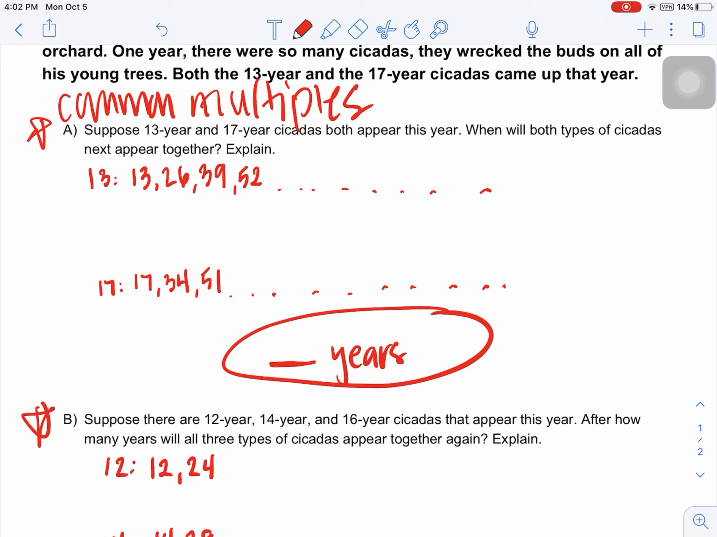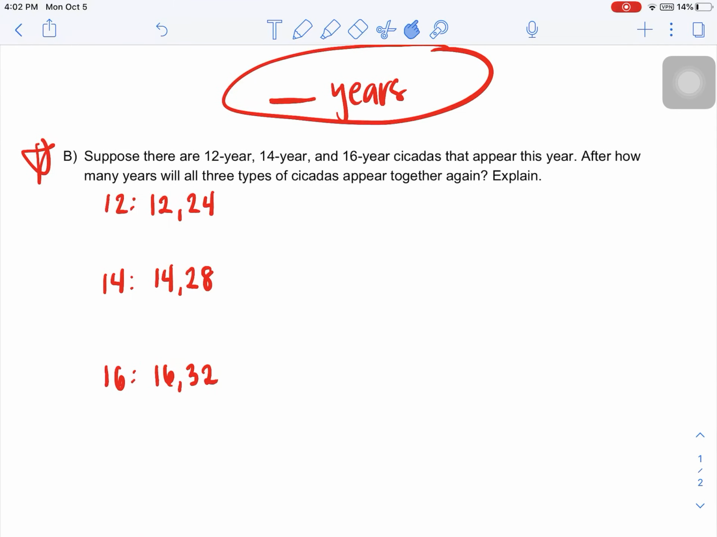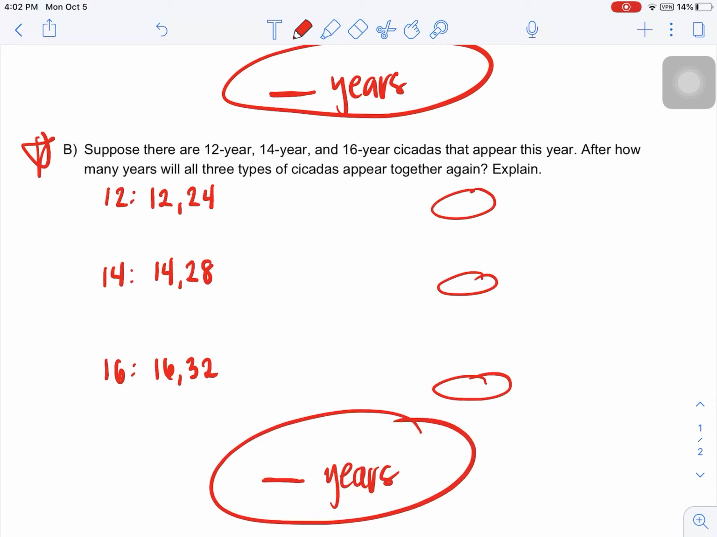okay? So again, on A, you just need to get a common multiple, the smallest one for 13 and 17. And then for B, you have to have a common multiple for all 3 of them. So you're going to have a number here that matches the number here that's the same as the number here. You have to have all 3. And then again on this one, you're just going to tell me the number and then how many years it'll be, okay? Take your time.